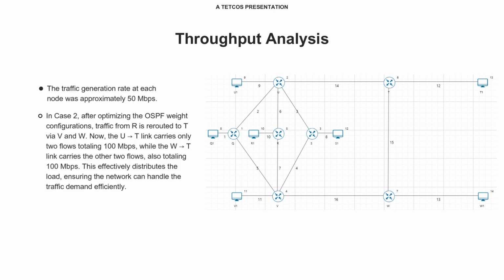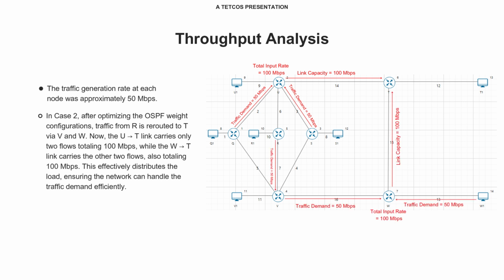Now, let's analyze the throughput in this case, where the output cost is set to 3. By optimizing the OSPF weight configurations, traffic from R is now routed through V and W to reach T1. This redistribution reduces congestion on the link from U to T, which now carries only 2 flows totaling 100 megabits per second, while the link from W to T carries the other 2 flows, also totaling 100 megabits per second.